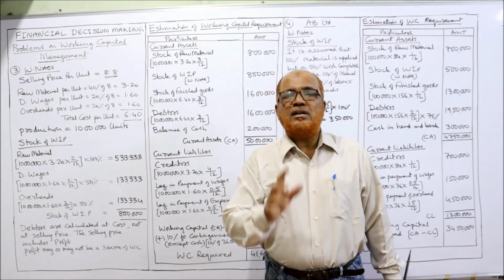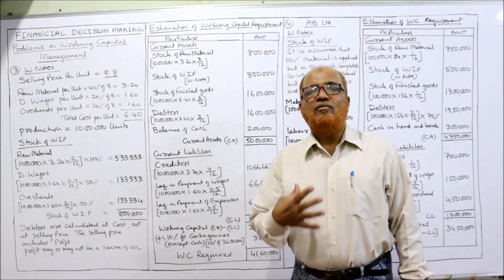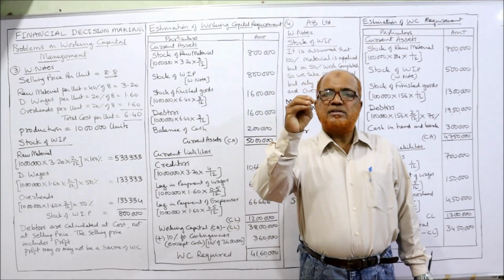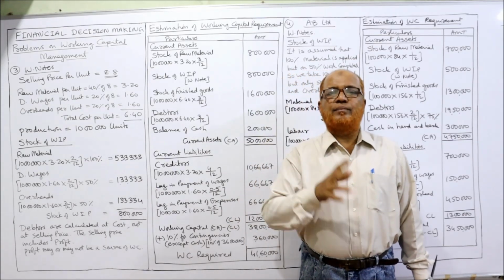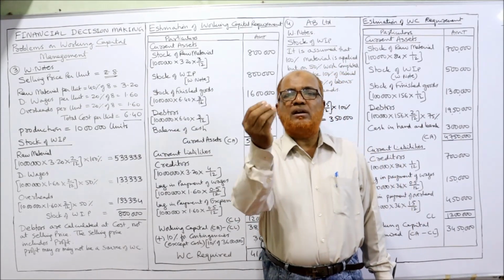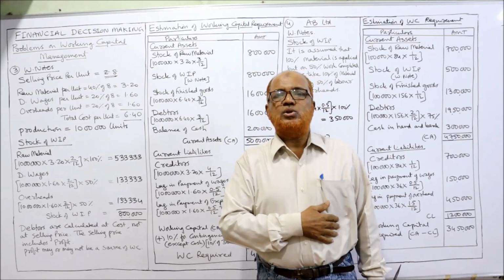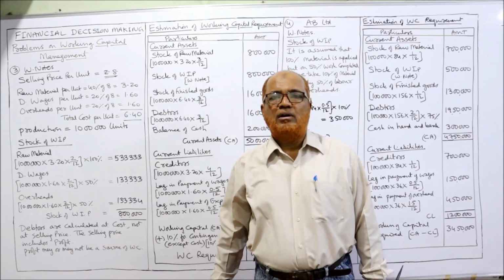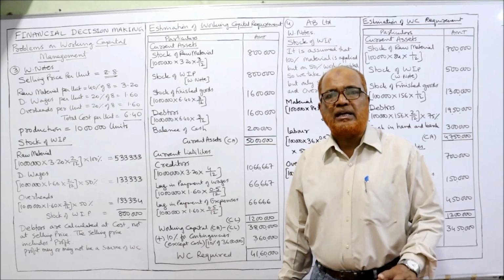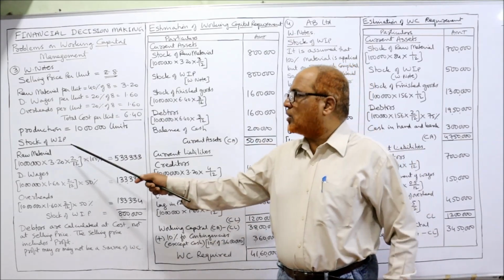So for 50% completed, how to calculate the cost? We make the assumption that 100% material is applied, whereas only 50% work has been done. So only 50% of wages and 50% of overheads we will take. So how to calculate stock of WIP?